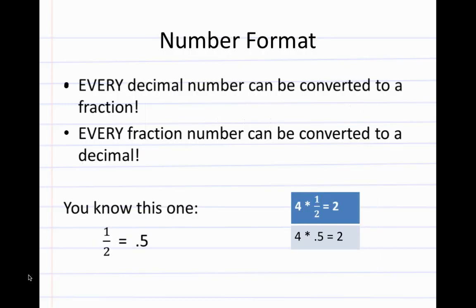Every decimal number can be converted to a fraction, and every fraction can be converted to a decimal. You know this one. I can take 1 divided by 2 equals 0.5. Or I can take 5 over 10, and that will reduce to 1/2.